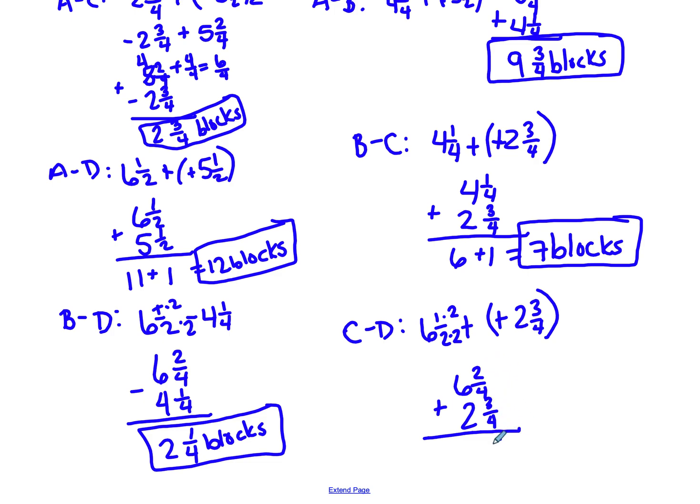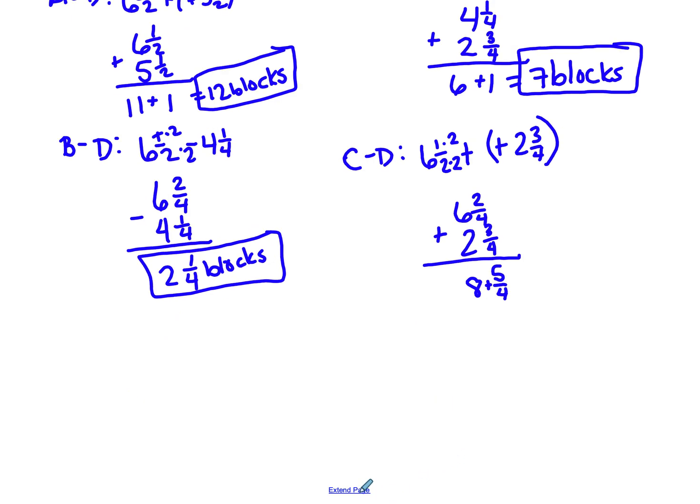2/4 plus 3/4 is 5/4. 6 plus 2 is 8. So I need to add my 8 and my 5/4. 5/4 is really the same thing as 1 1/4. 4 goes into 5 once with 1 as a remainder. So if I put 8 with my 1 1/4, that gives me 9 1/4 blocks. There you have it. We found the distance between everybody's houses.